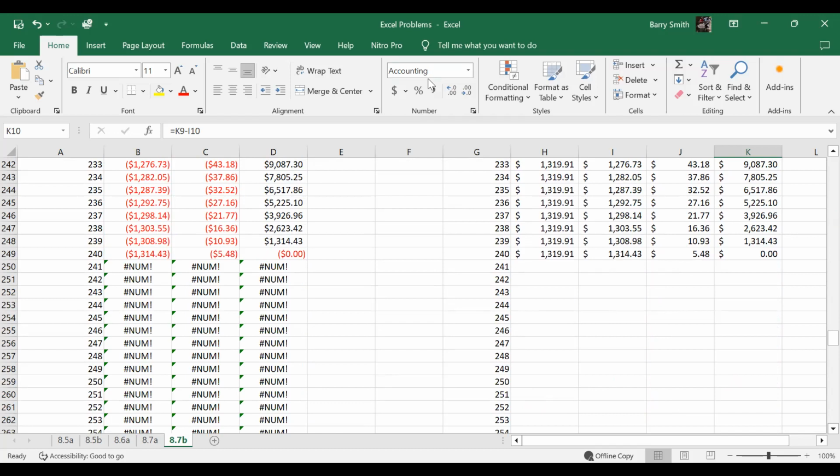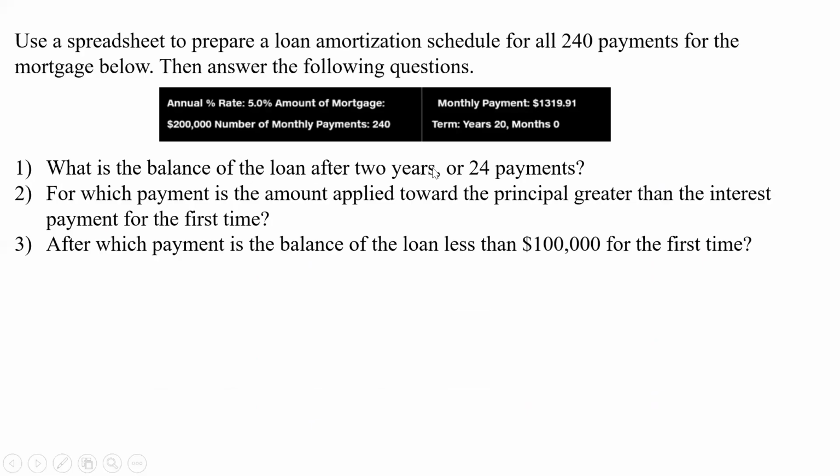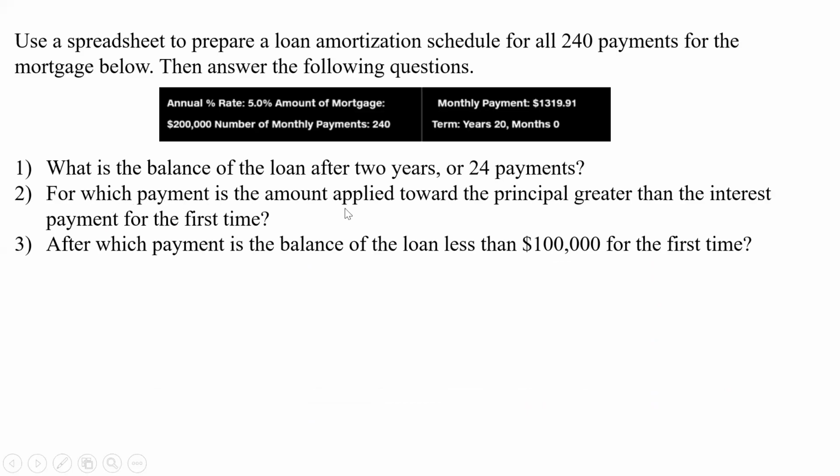So I think we have some other questions to answer here. What is the balance of the loan after 24 payments? Then we have to look at line 24. We also have to find out for which payment the amount applied towards the principal is greater than the interest. Okay, that's a good one. And when is the balance less than 100,000? All right, so let's go over here.